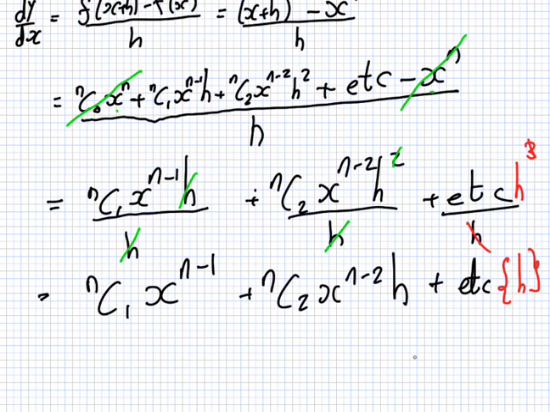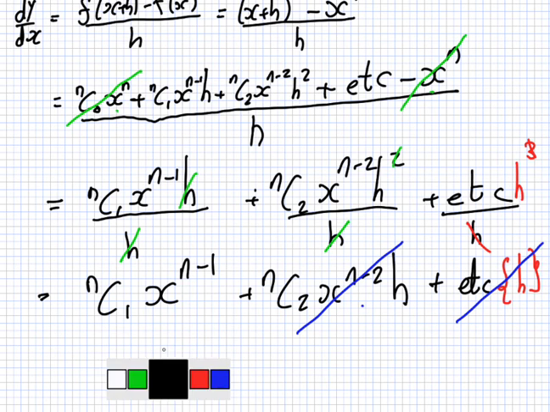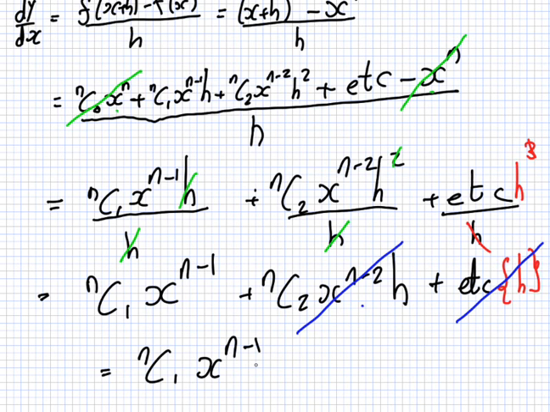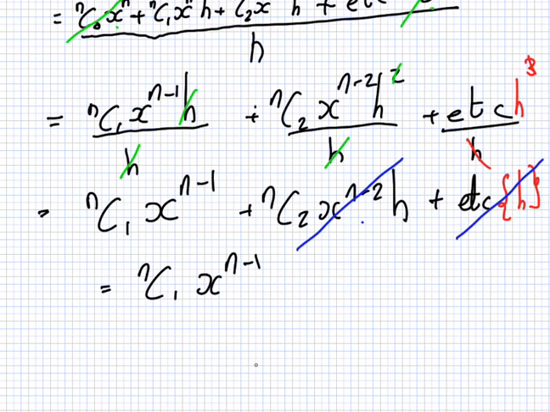That's important for the next bit, because what happens to the value of h now? It goes to 0. So if h goes to 0, then what will happen to this piece? It's gone. And then this piece here is gone. So you're actually just left with this: nC1 x^(n-1). Yeah, now we have to deal with the nC1.